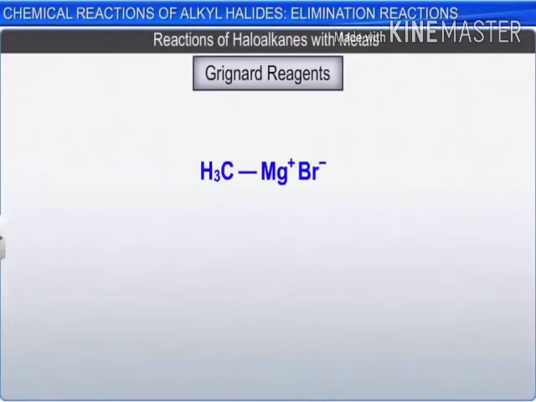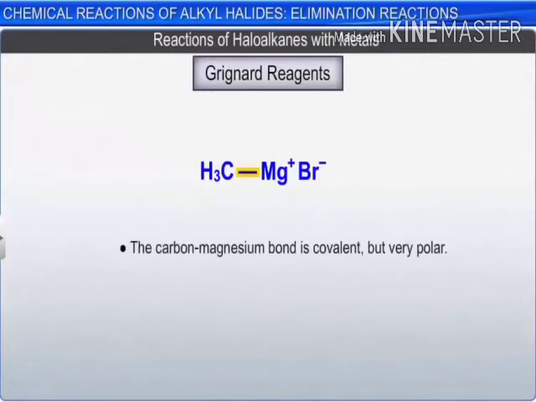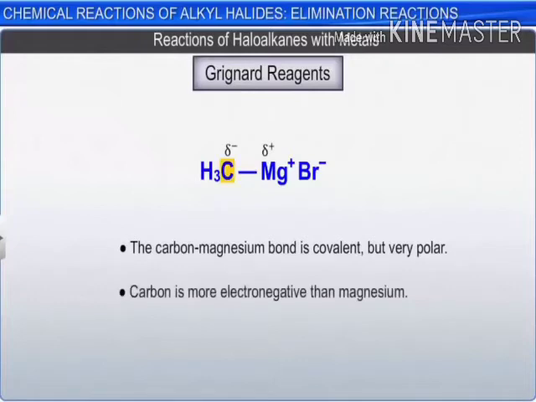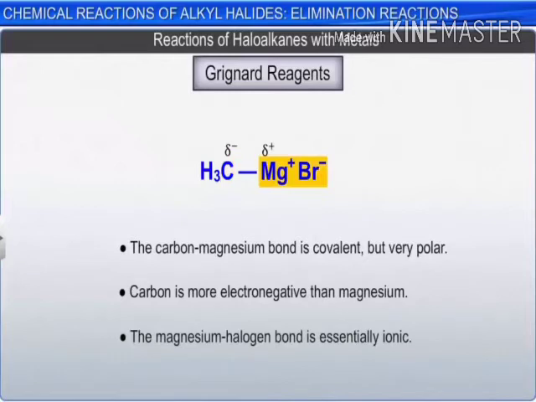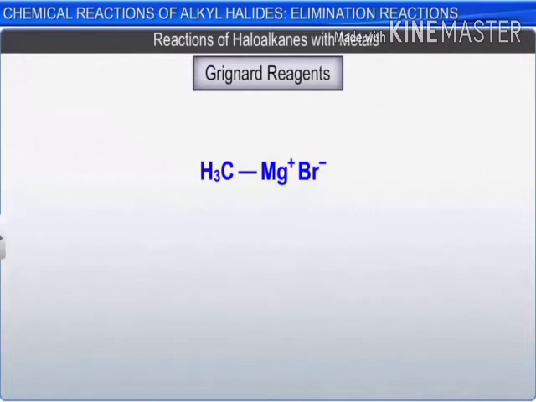In a Grignard reagent, the carbon-magnesium bond is covalent but very polar, with the carbon being more electronegative than magnesium. The magnesium-halogen bond is essentially ionic in nature. Grignard reagents are highly reactive compounds.